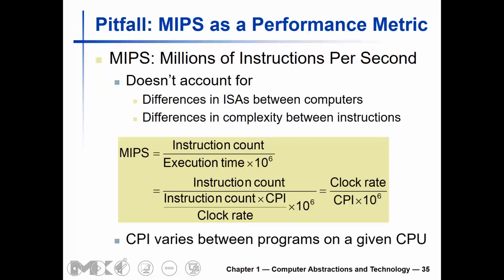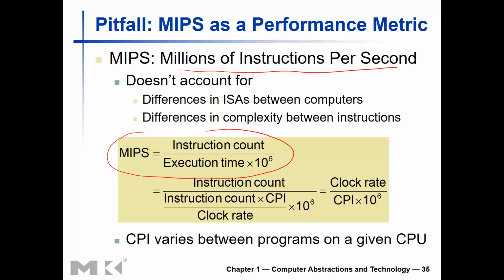Finally, the MIPS metric. It used to be one of the old performance metrics, and people used to say this machine is 3 MIPS or 4 MIPS. MIPS stands for millions of instructions per second. Expressed as a formula, it's instruction count divided by execution time times 10 to the power 6, because that's millions of instructions per second. But if we simplify it, it is nothing but clock rate divided by CPI times 10 to the power 6.